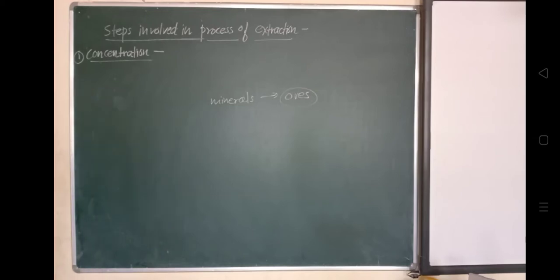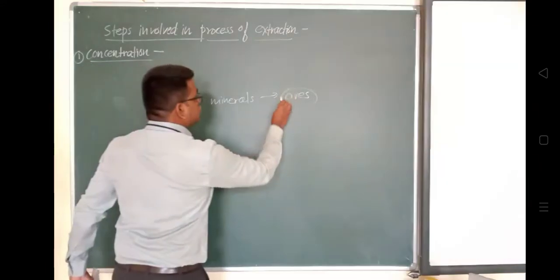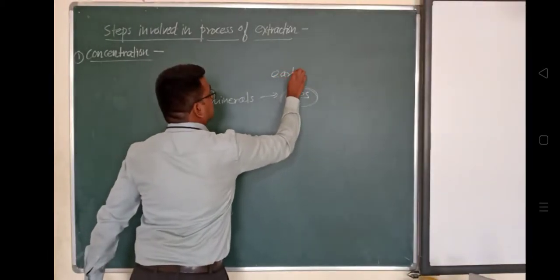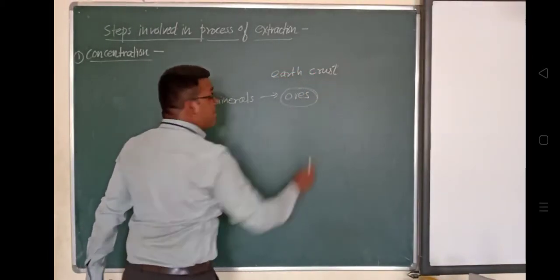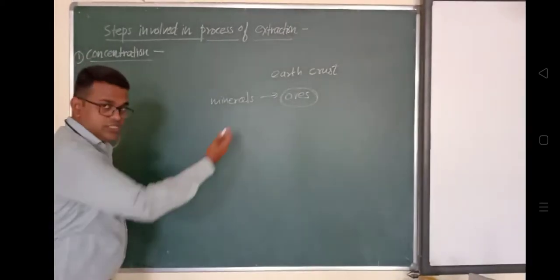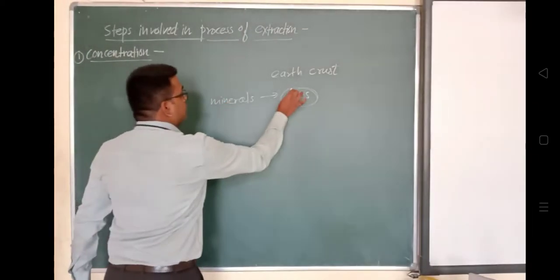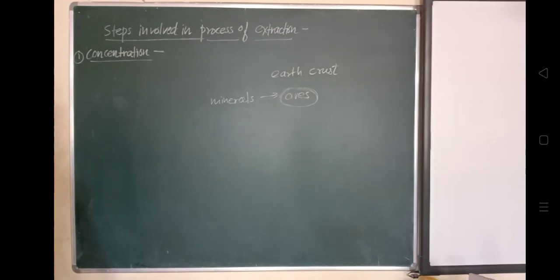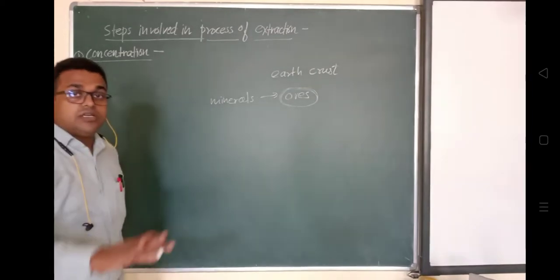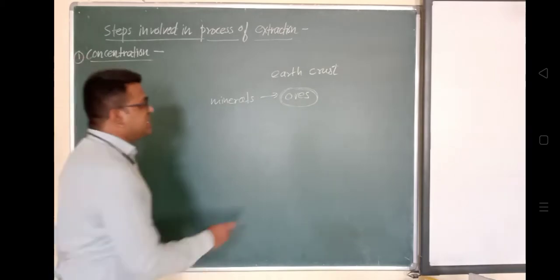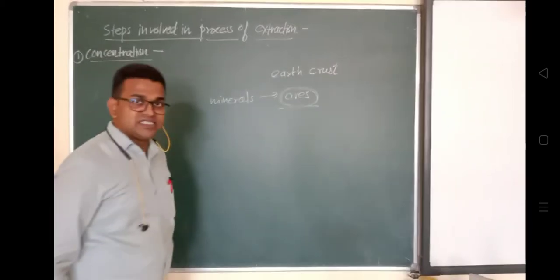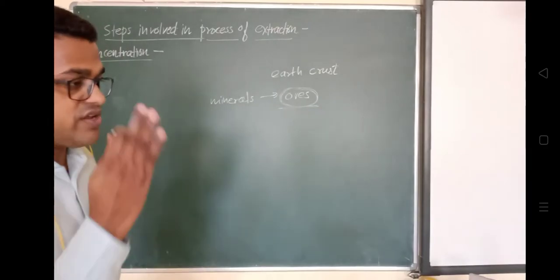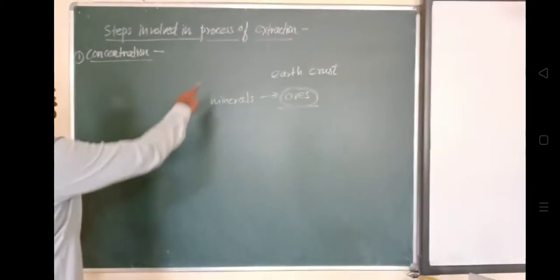So in this concentration process, after mining the ore from the earth crust, because we know that we get these ores from the earth crust, we get these minerals. And now our very first step will be to remove the major impurities present in that ore. We have to remove the impurities present in this ore. This is the very first task, the very first step involved in the process of extraction.